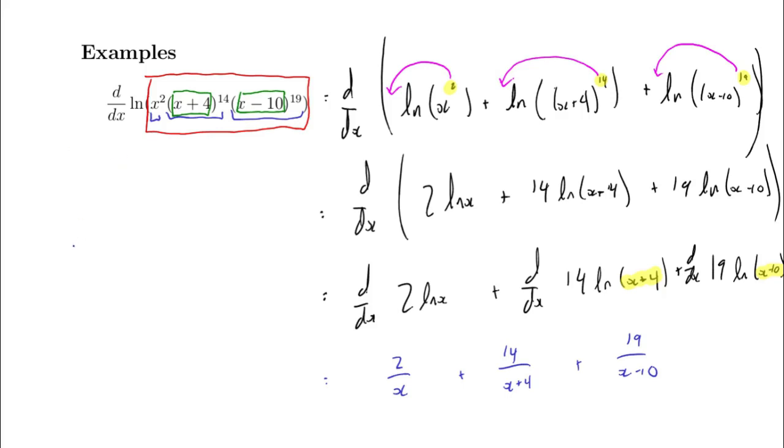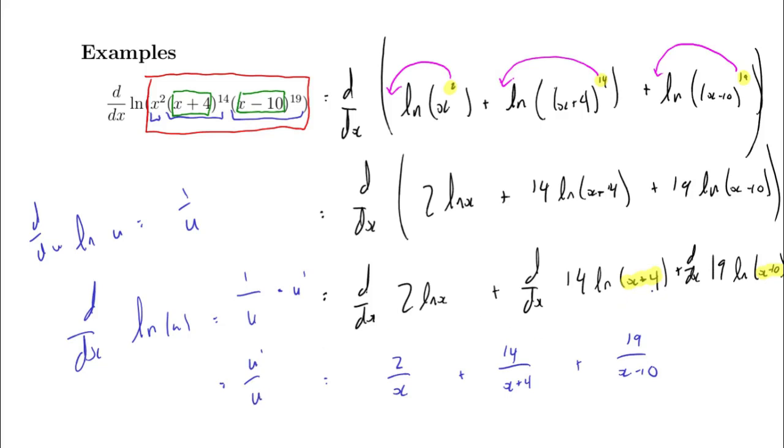And that's again because the natural log of u's derivative with regard to u is 1 over u. So that means with regard to x, the derivative of the natural log of u is equal to 1 over u times u prime. Or sometimes people will write it as u prime over u. But in this case, the derivative of each of these inside pieces is just 1. So again, there's really like a little 1 being multiplied here, but we don't have to write that.